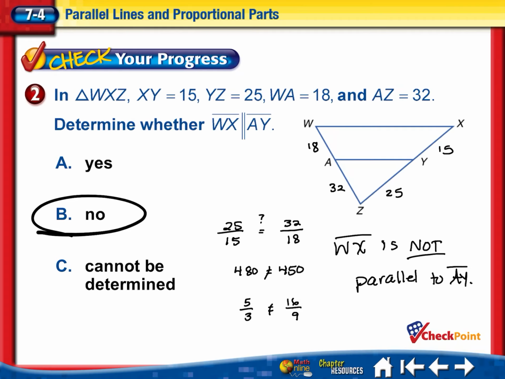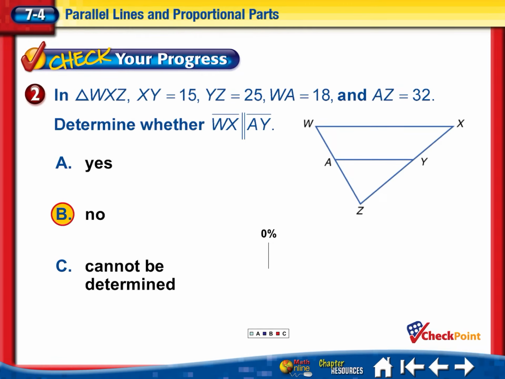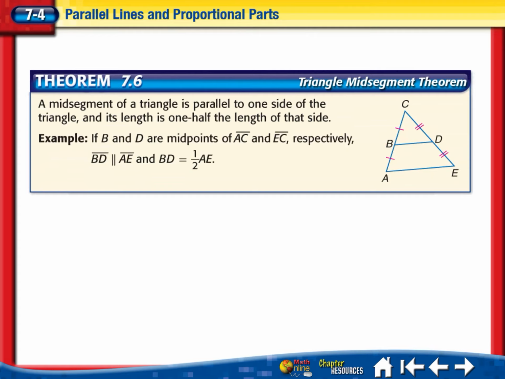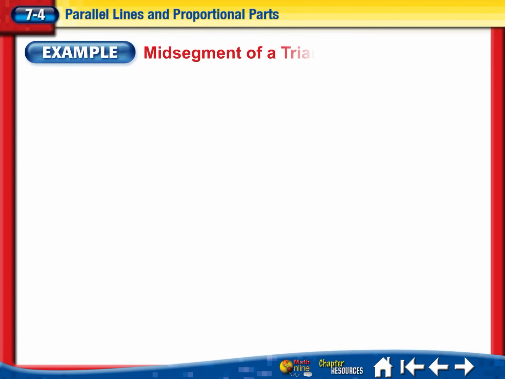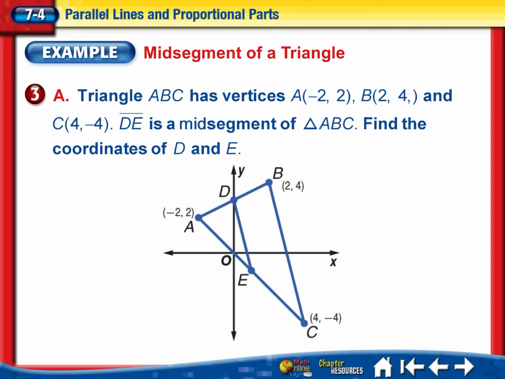All right, and now the problem you've all been waiting for. Example 3. That might take us all day to get through. So it says the midsegment of a triangle is parallel to one side of the triangle and it's half the length of that side. So that's what we're actually going to be using for this next problem.